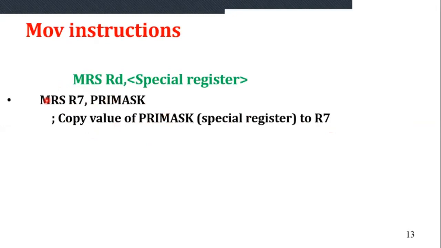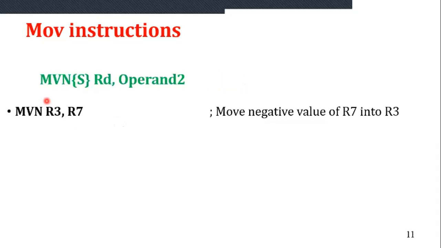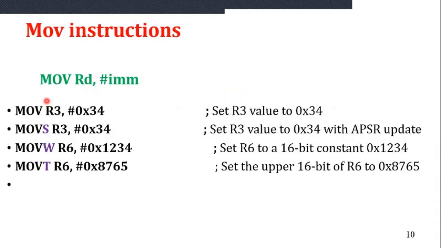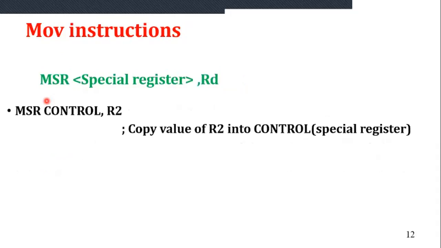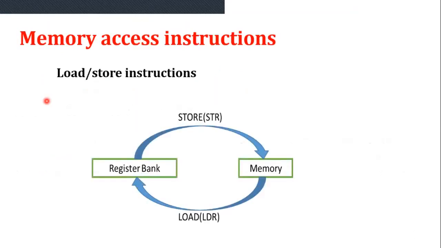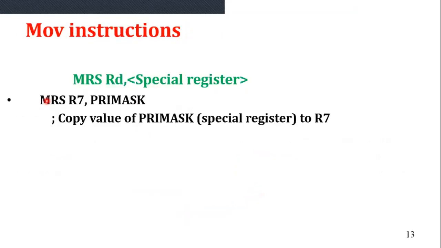So all the move instructions we discussed, let's just revise this: MOV Rd, comma, operand or immediate values, MVN for 2's complement, and MSR and MRS. In the next video, we are going to discuss some of the memory access instructions. Thank you.